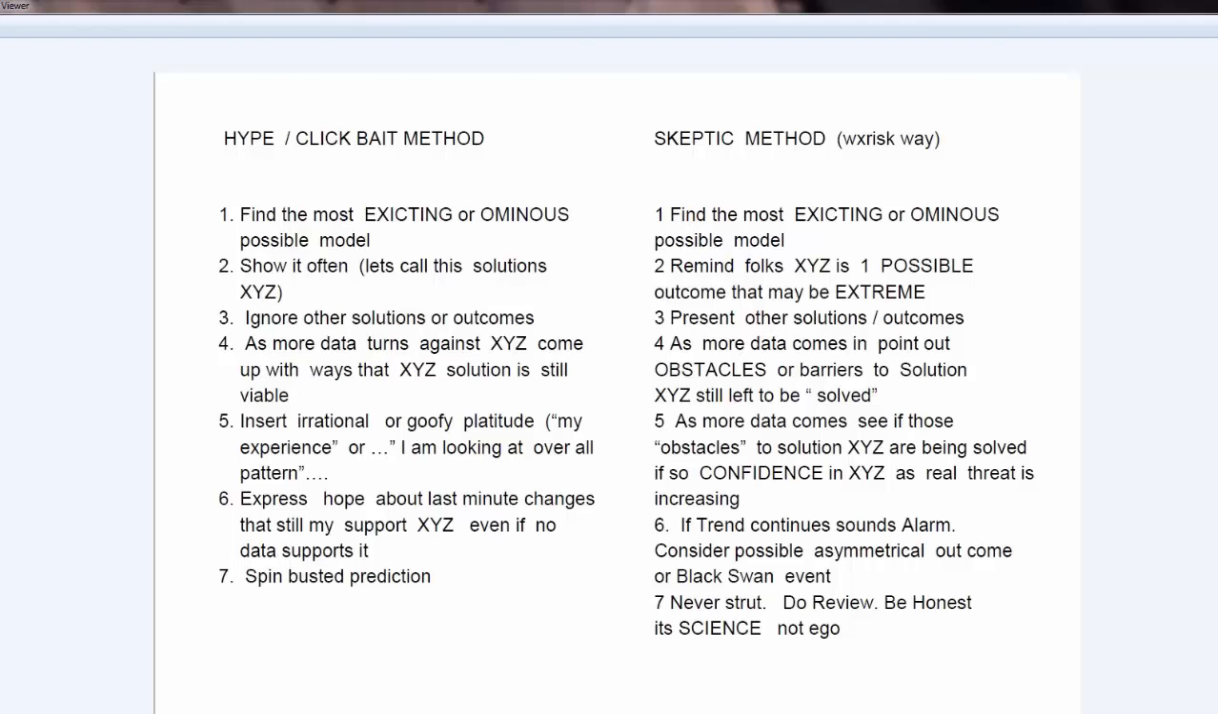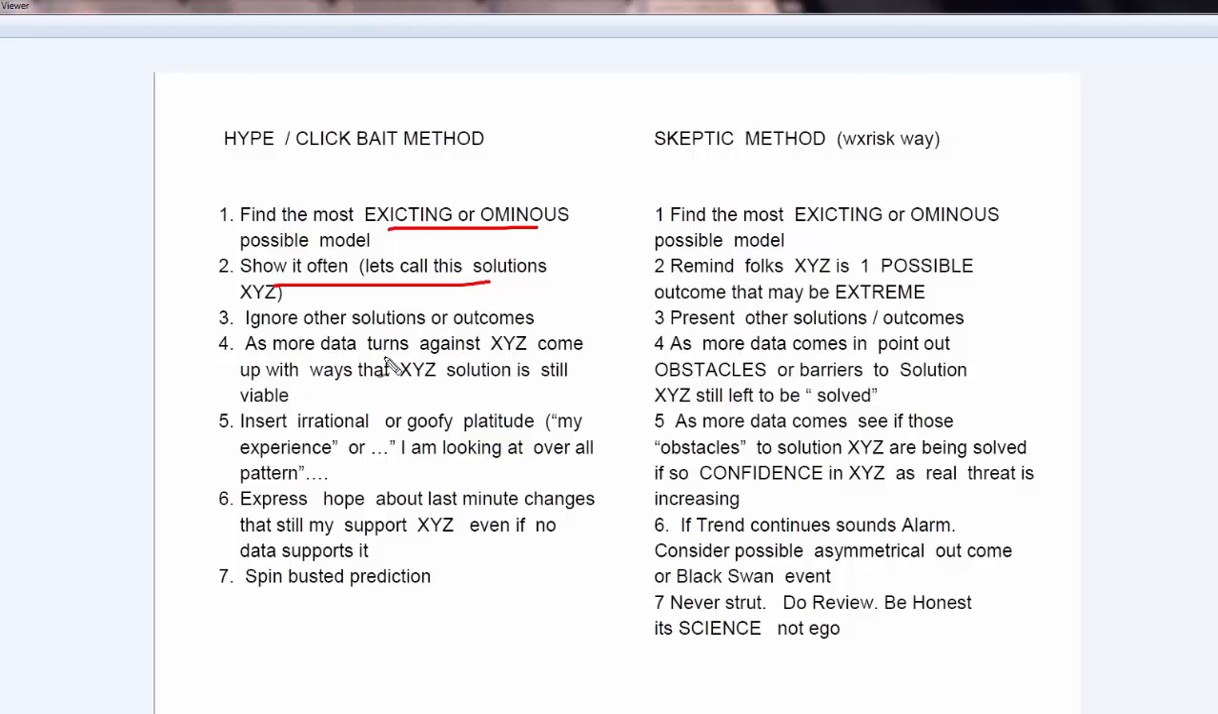So when you're doing the hype method here, first what you want to do is start off with the most exciting, possibly ominous looking model solution out there. And then you show it often. Let's call this solution XYZ. Now, the next step, of course, is to ignore other solutions or possible outcomes.